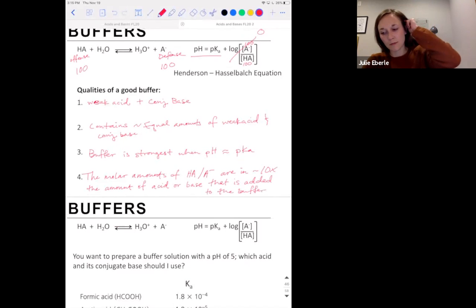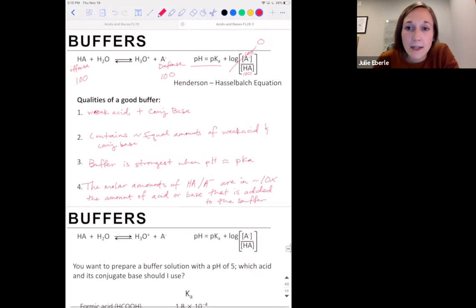All right, that was a long one, but a good quality of a buffer is when your molar amounts of weak acid and conjugate base are about 10 times as concentrated as any strong acid or strong base that you add to the buffer, okay? Which makes sense. You want to have a lot of your buffer components in place. That way, if you add a strong acid, you have all the conjugate base molecules present that you need to neutralize it. If you add a strong base, you have all the weak acid molecules present that you need to neutralize anything and everything that's added.